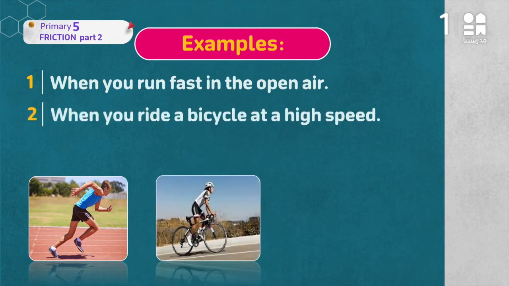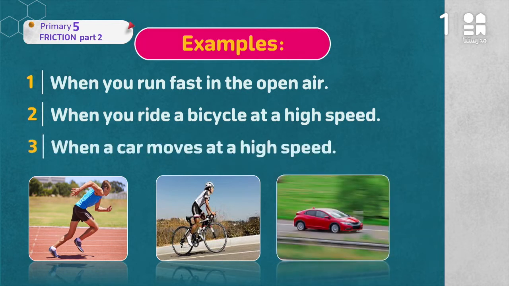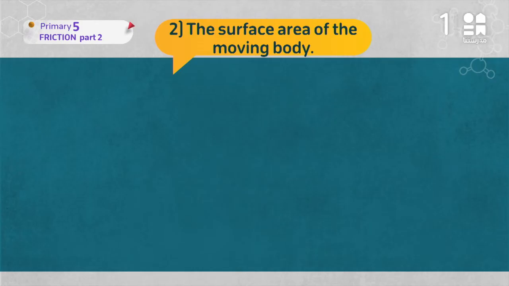The second example is when you ride a bicycle at a high speed. Example number 3: when a car moves at a high speed. These are examples of speed. Now let's talk about factor number 2, which is the surface area. The surface area of the moving body.